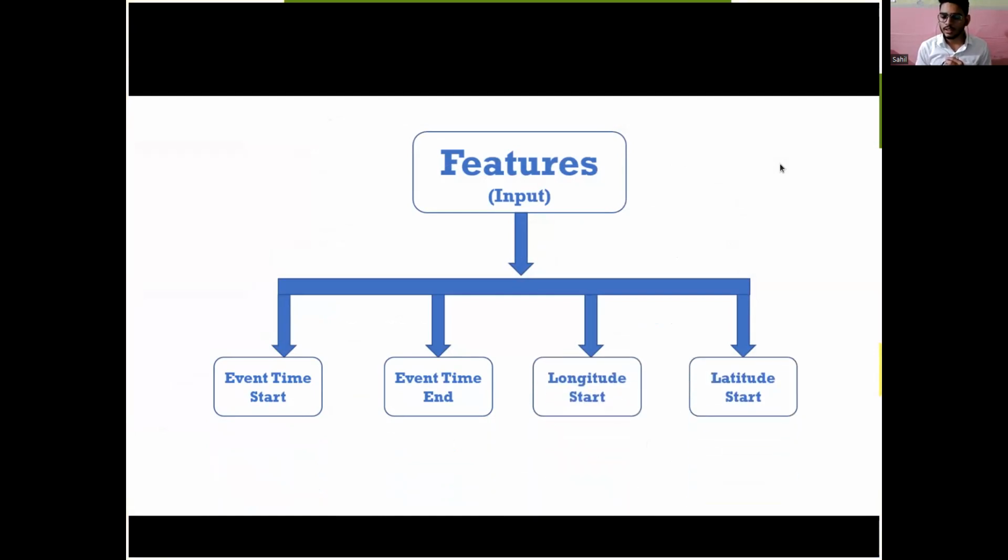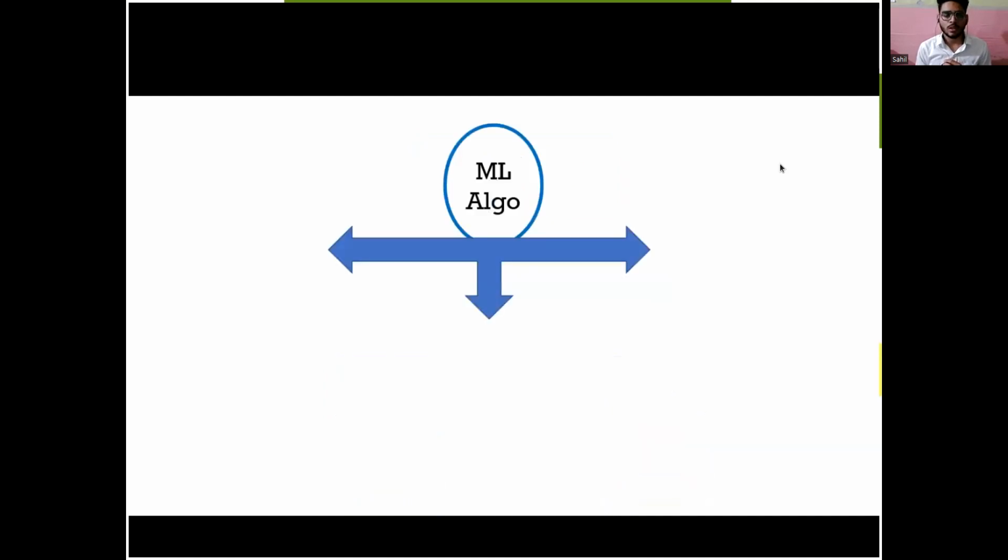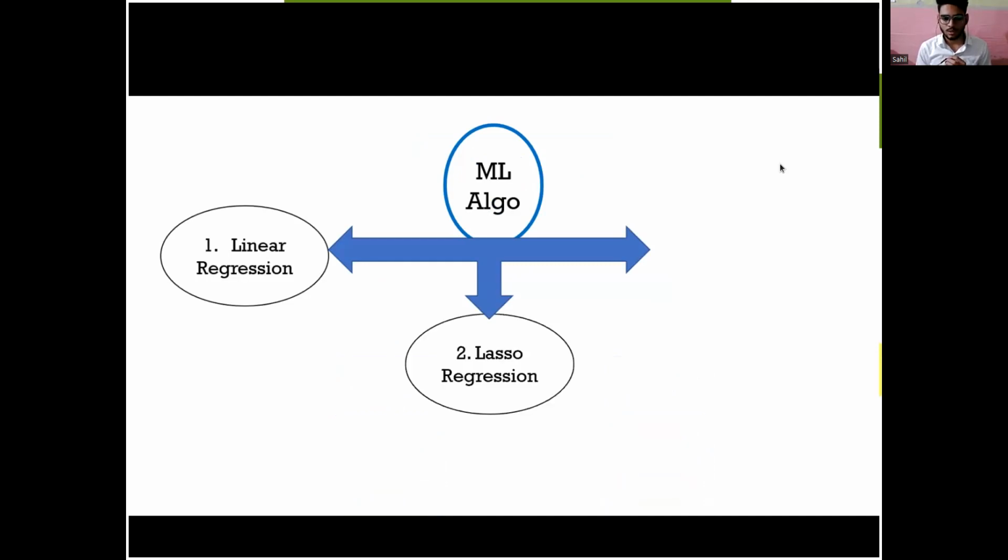And other than this, we are given the starting coordinates of the car, and we have labels. Labels are the values that we need to predict. So we need to predict the coordinates where the car stops. So we are choosing the machine learning algorithm. We have 3 algorithms for this problem. First is linear regression, second is lasso regression, and third is lasso CV regression.